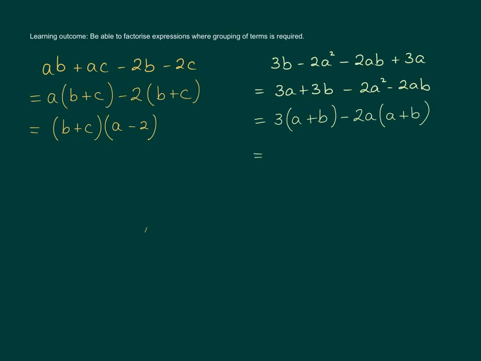Then, between the first and the second terms, a plus b is common. It comes out of the first term 3 times, and out of the second term minus 2a times. So you have replaced again your first expression that had 4 terms with 2 brackets.